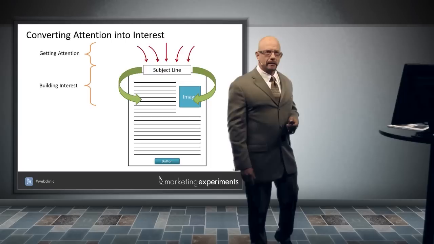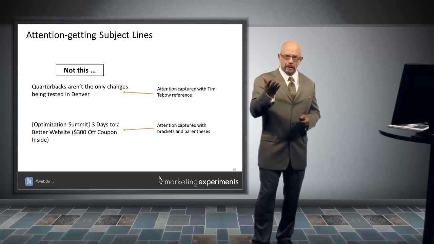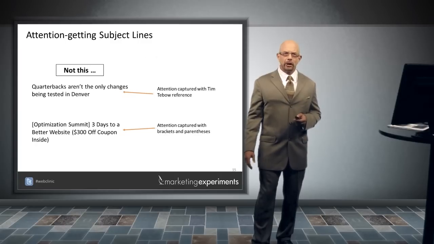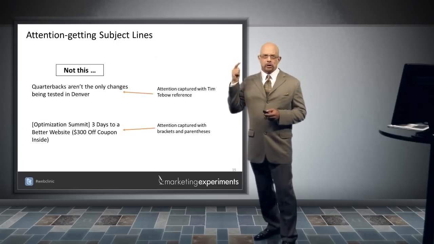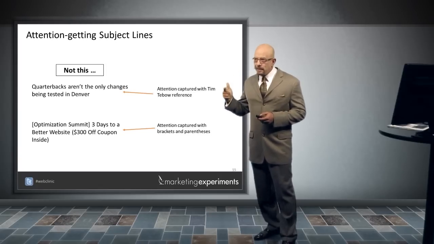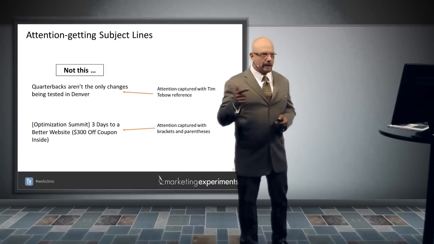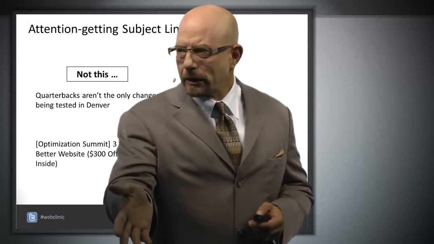Let's look at an example of not this. This is from the submission in the case study. Quarterbacks aren't the only changes being tested in Denver. Now, a quarterback, the notion of Denver and the Super Bowl and the implied reference to Tebow might be something that would gather attention, but it doesn't actually galvanize interest and drive them into the copy that follows.